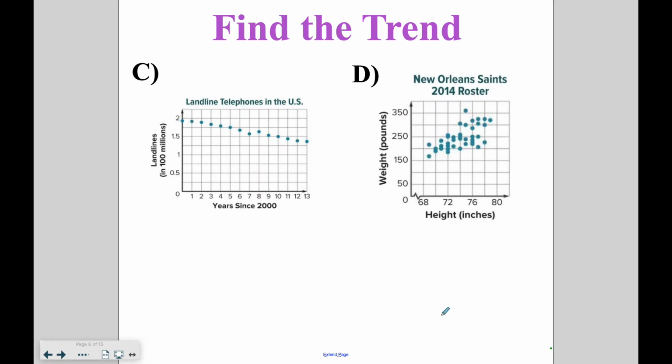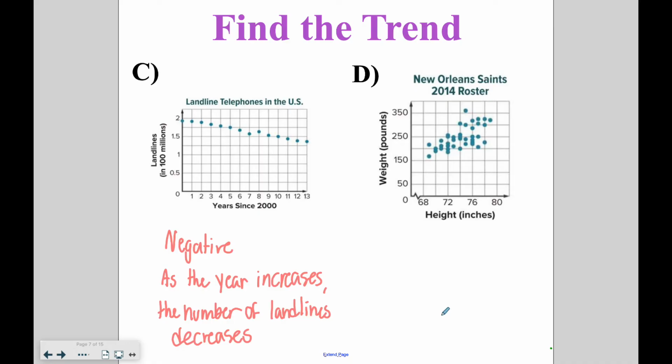Go ahead and try problem C on your own. So our general trend here is negative as the years are increasing. So 2001, 2, 3, 4, 5, etc. The number of landlines is decreasing. So people don't have home phones as much anymore.